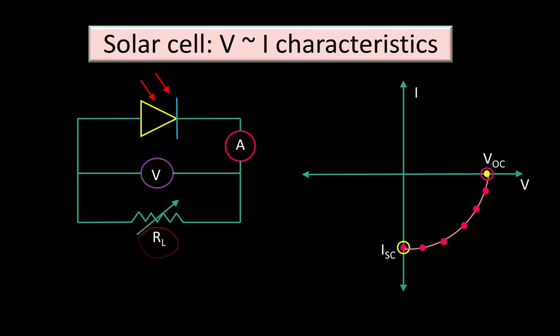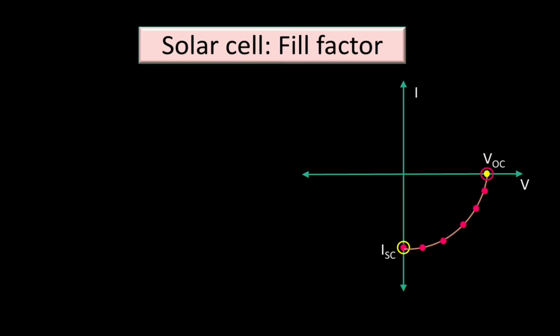Next I will be discussing a very important factor which is considered a figure of merit for a solar cell. This is nothing but the fill factor. First we will understand what this fill factor is. So this is VOC, this is ISC. If I extend, this is the maximum voltage and this is the maximum current, and we know that power is equal to the product of voltage and current, and the area under this curve should give us the power.